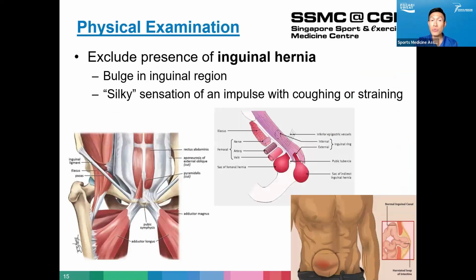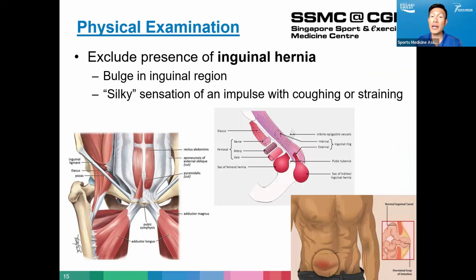Okay, so we go into physical examination. First of all, we have to exclude an inguinal hernia, which is an intra-abdominal cause, right? So if it's an inguinal hernia, then this is not something that we as sports physicians or perhaps orthopedists or physiotherapists would want to handle, and we will refer them on to our general surgery colleagues, perhaps.